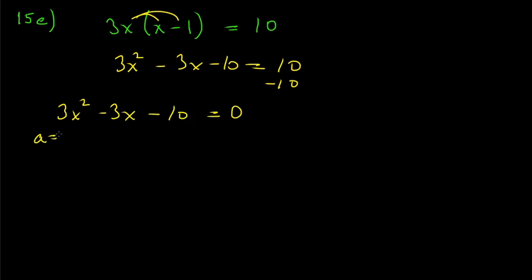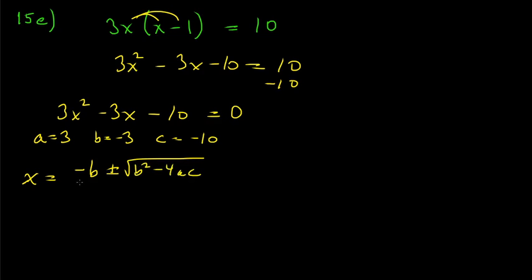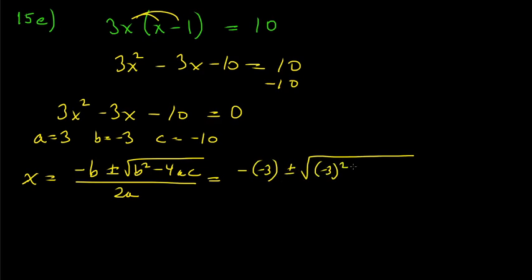So now we can identify A is 3, B is negative 3, and C is negative 10. So plug these into the quadratic formula: negative b plus or minus the square root of b squared minus 4ac all over 2a. Plugging in the numbers, we have again a negative of a negative, so that'll become a positive 3 on the next step. Plus or minus the square root of negative 3 squared minus 4 times 3 times negative 10, all over 2 times 3.